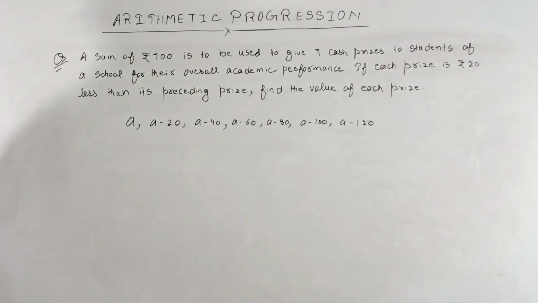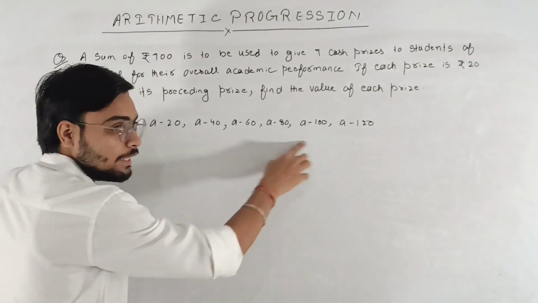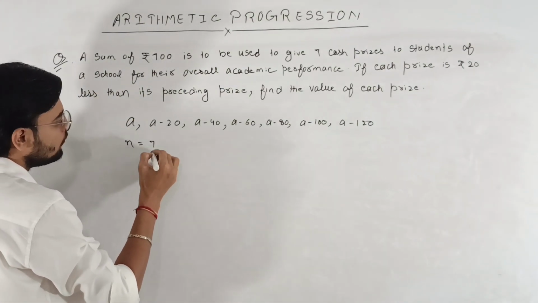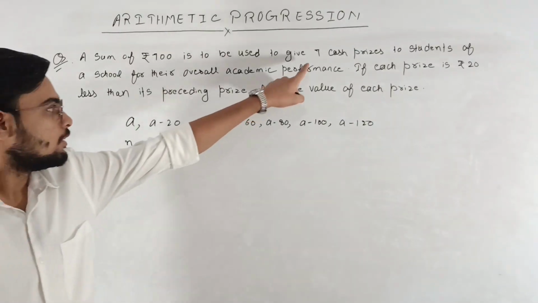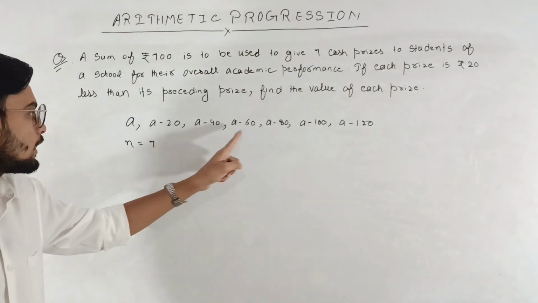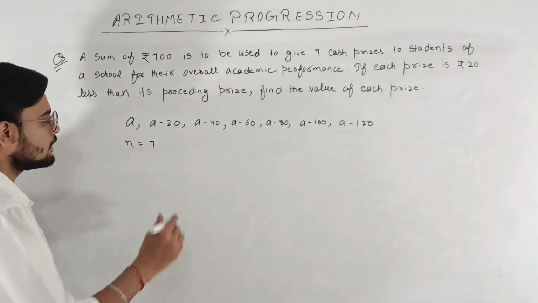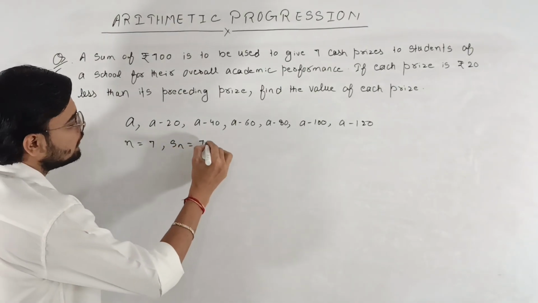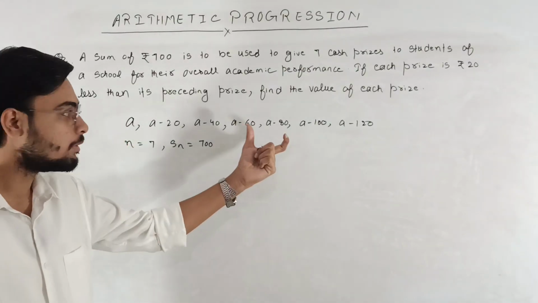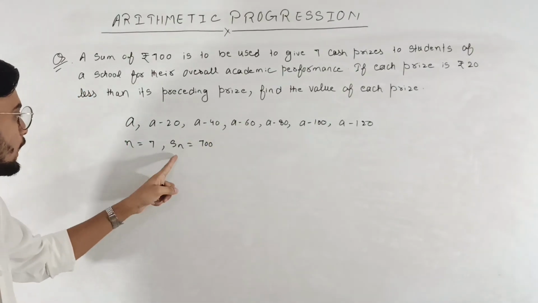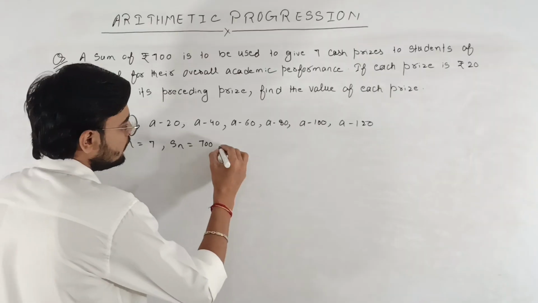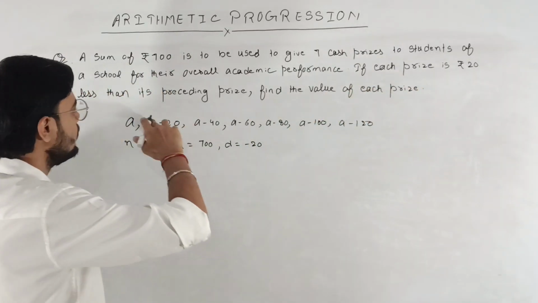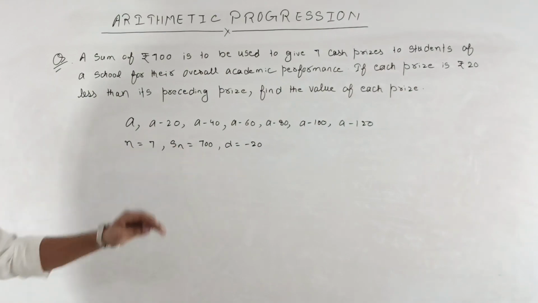Okay, now look, these prizes are in AP, in which the number of terms is 7. Why 7? Because we have 7 cash prizes: first, second, third, fourth, fifth, sixth, seventh. So N is 7, and SN is given, it is 700. The value of these cash prizes is 700. So here SN is 700. Now D is what here? D is minus 20, because each prize is 20 less. So D is minus 20.